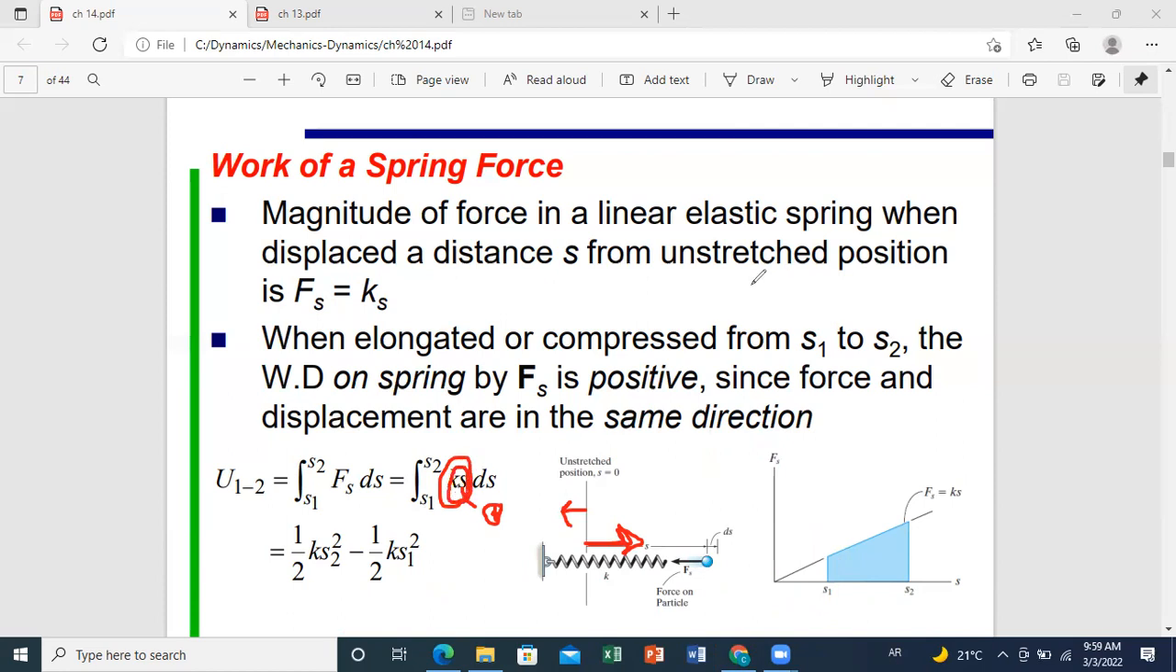So when I put the force on the spring equal to ks, this formula works for tension and for compression. Because when I have tension, s is positive and my force is to the right. And when s is negative, I will be compressing my spring, and still the expression will be k times s because the negative sign will be within s. This is why, whether you have stretching or compression, this formula will work. So this is the general formula giving you the work on the spring.